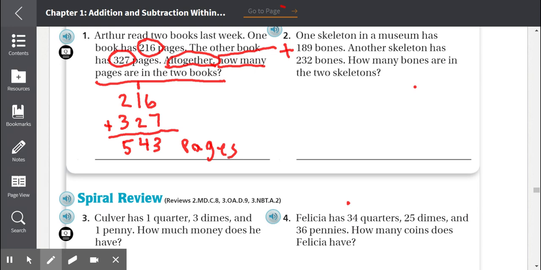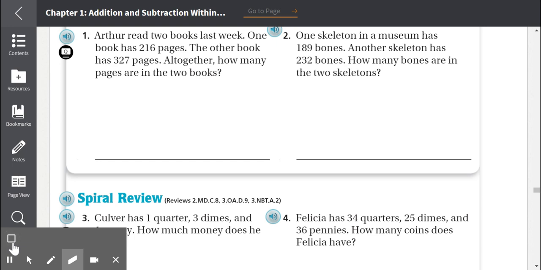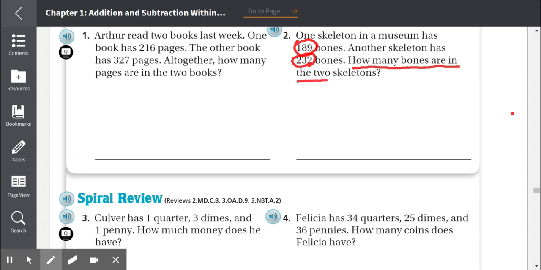Number 2. One skeleton in a museum has 189 bones. Another skeleton has 232 bones. How many bones are in the 2 skeletons? So one skeleton in a museum has 189 bones, and the other skeleton had 232 bones. Now, we always underline our question because it tells us what to do. So how many bones are in the 2 skeletons? So we already know that how many means to add. So we know we're going to be adding.